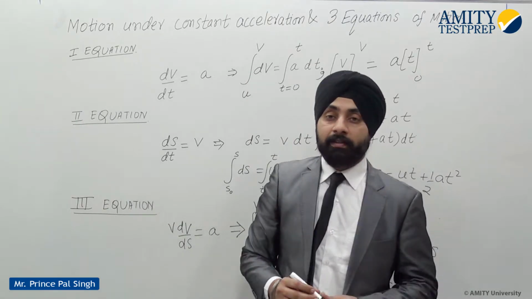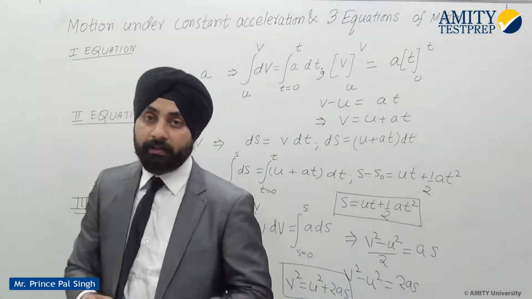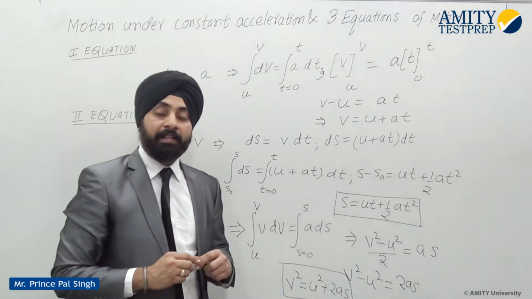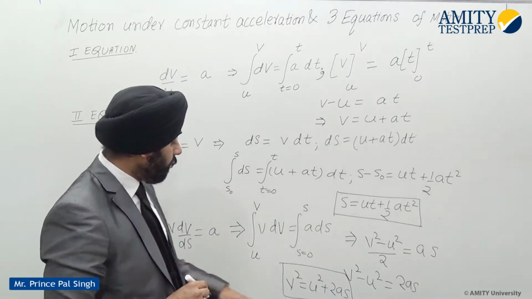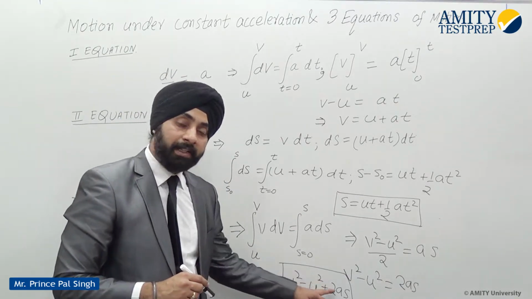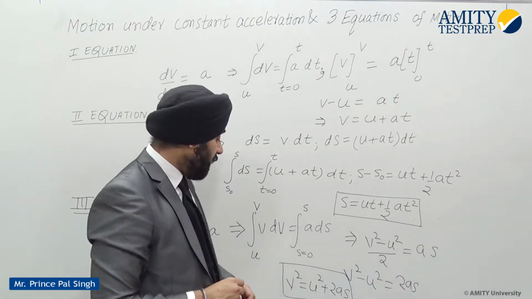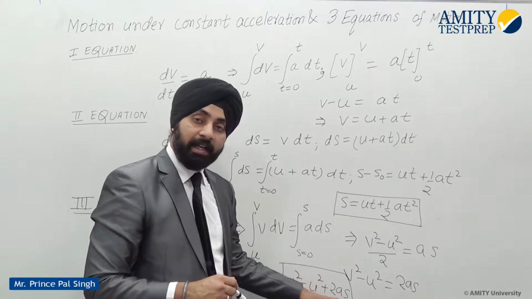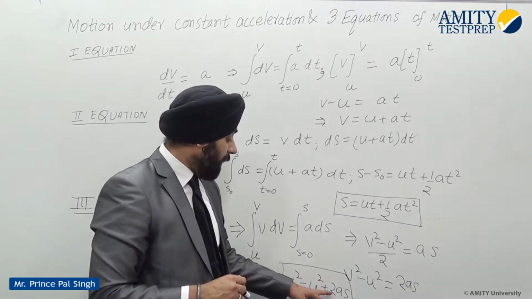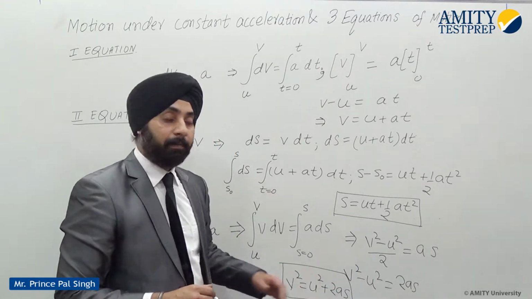If the particle is retarding, that is, the speed is decreasing as the particle moves, we will use v square equal to u square minus 2as. And the equation v square equal to u square plus 2as tells us that the particle has acceleration, it is speeding up.